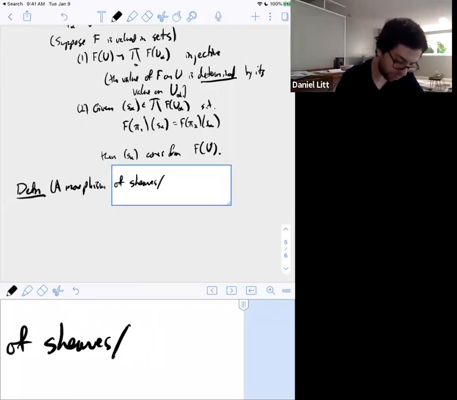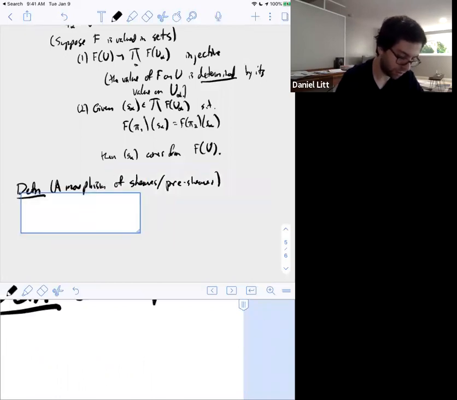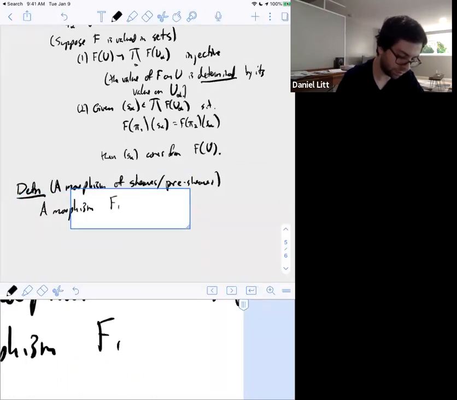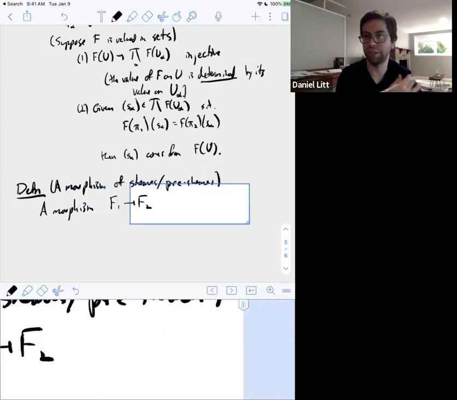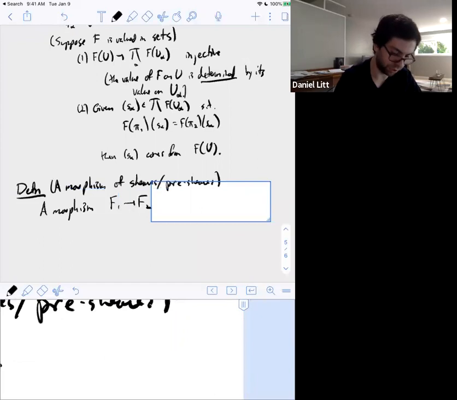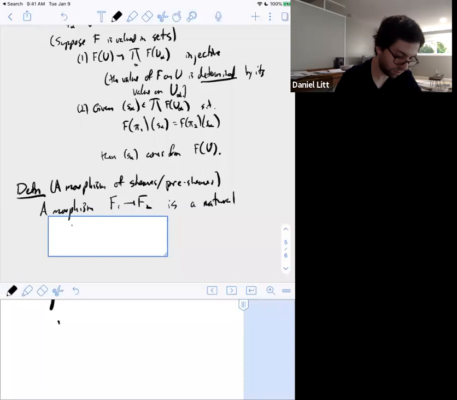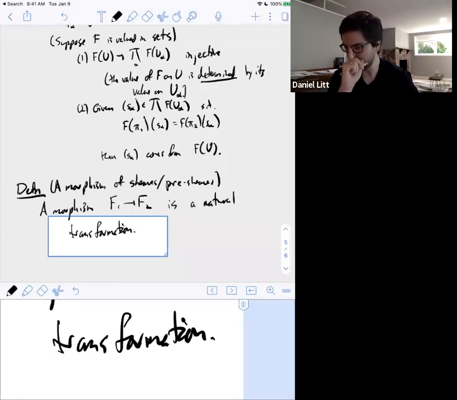Okay, so let's define a morphism of sheaves or pre-sheaves. So a morphism F1 to F2. Well, here F1 and F2 are just contravariant functors. If they're sheaves, they satisfy some hypothesis. A morphism is just a natural transformation. So in particular, a morphism of sheaves is the same as a morphism of pre-sheaves. All right, are there any questions about that?